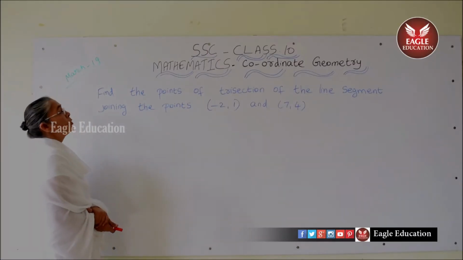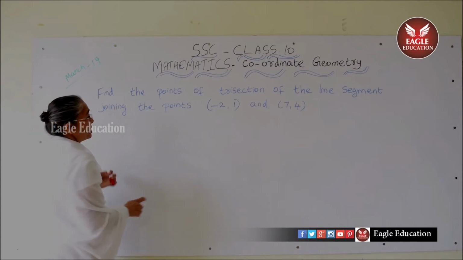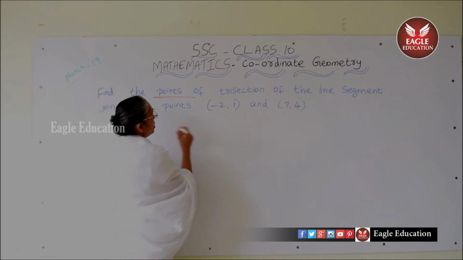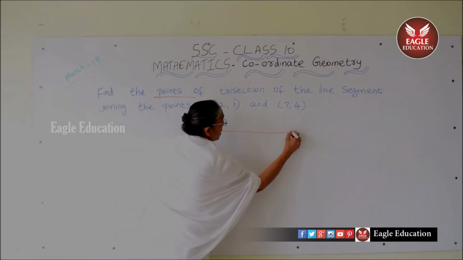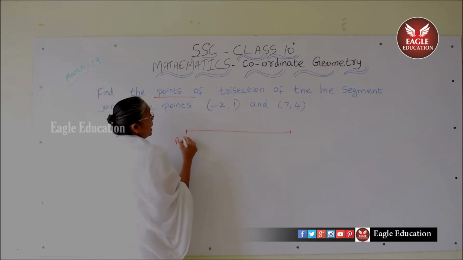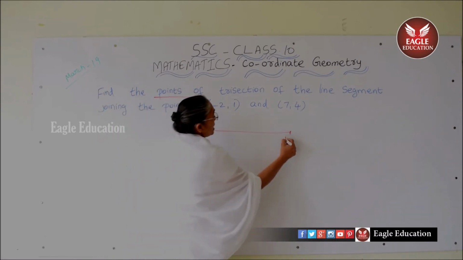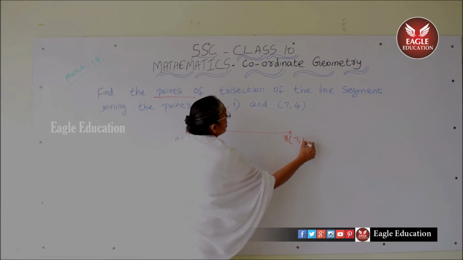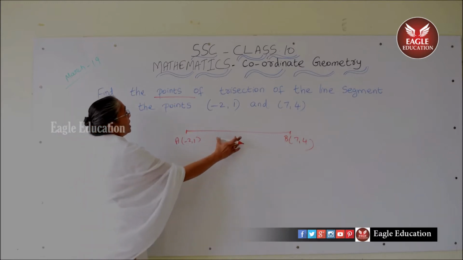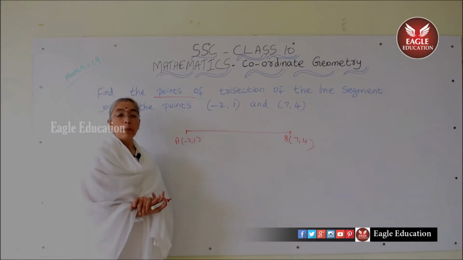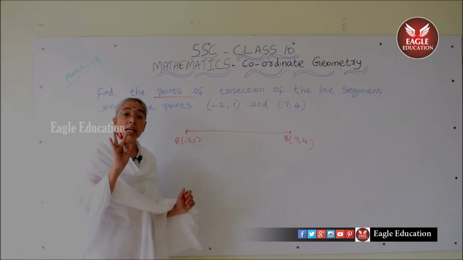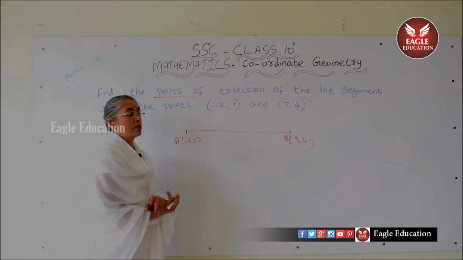Next problem. Find the points of trisection of the line segment joining the 2 points given. So let us first discuss what is meant by trisection. Now consider these are the 2 points A (-2, 1) and B (7, 4). Now we have to find the points of trisection of this line segment. The points which divide the given line segment into 3 equal parts are called points of trisection.